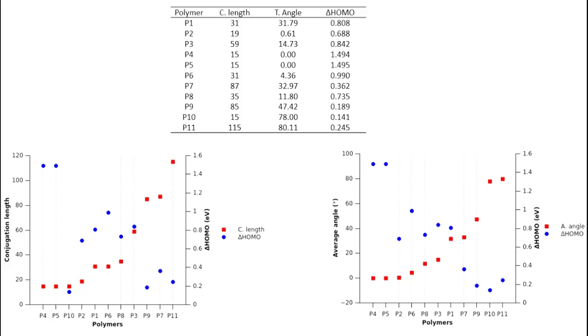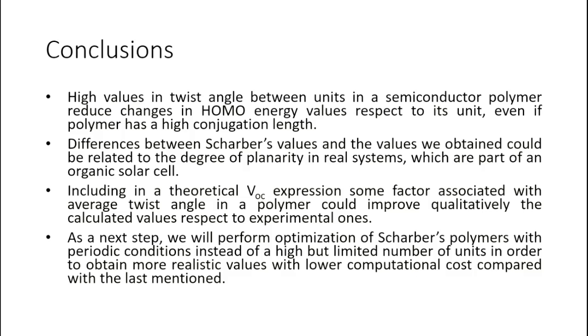It can be observed that there is a tendency that for higher conjugation length values, there is a lower difference between monomer and tetramer HOMO energies, except for P10. However, for twist angle, the same tendency is more pronounced, where P10 has one of the highest angle values and the lowest value for delta HOMO. We can conclude that high values in twist angle between units in a semiconductor polymer reduce changes in HOMO energy values with respect to its unit, even if the polymer has a high conjugation length.